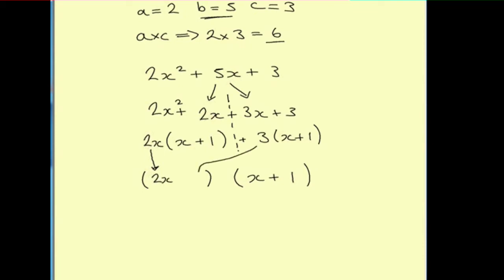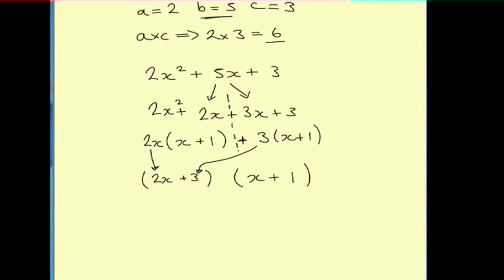and in this case we've got a plus 3 here, so we're going to put the second number outside the second bracket being added to this 2x. So to conclude, 2x squared plus 5x plus 3 factorised is 2x plus 3 brackets x plus 1.